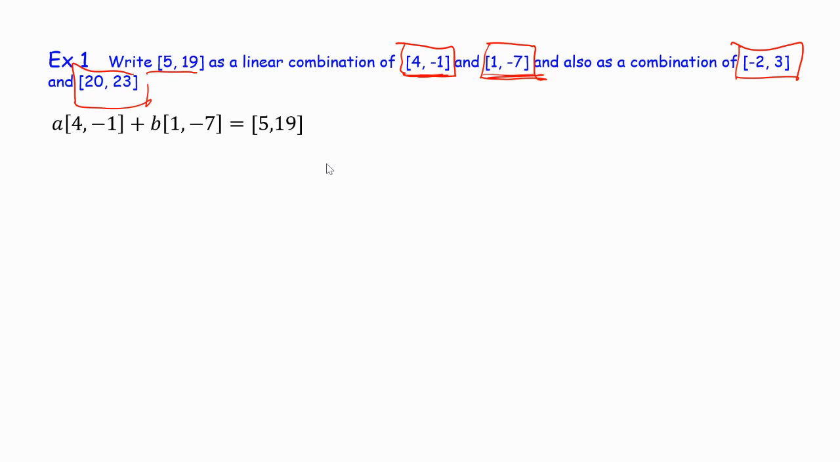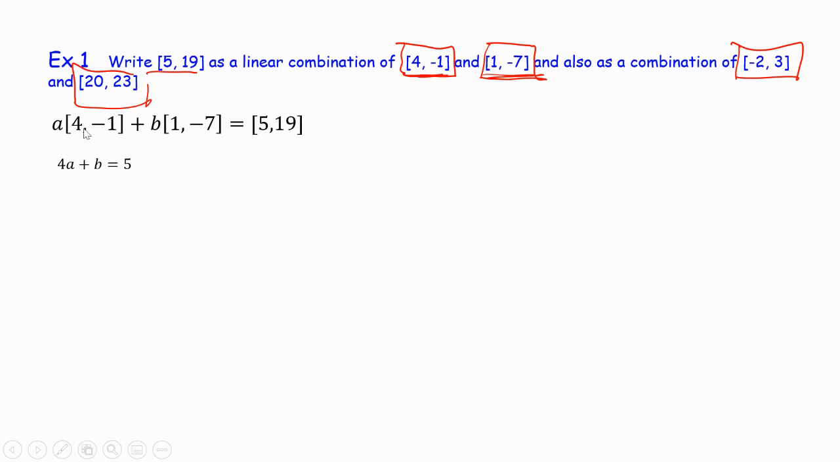All right, so how does this work? Well, this A multiplied by the 4, plus this B multiplied by the 1, so the two x coordinates: the x coordinate here is the 4, the x coordinate here is the 1.